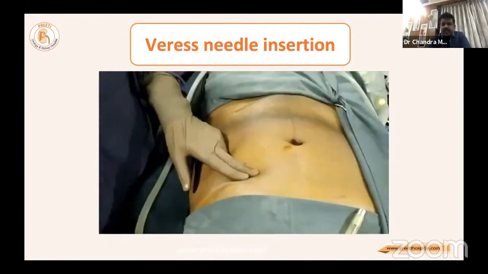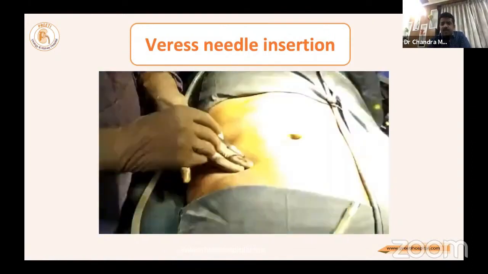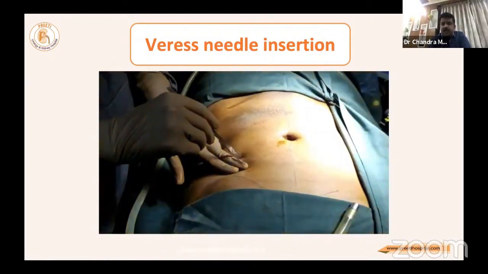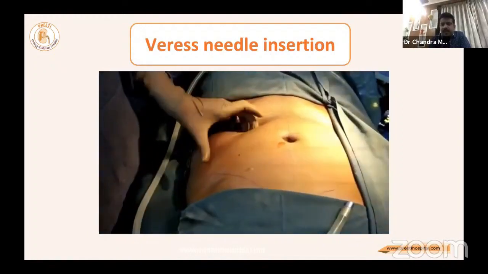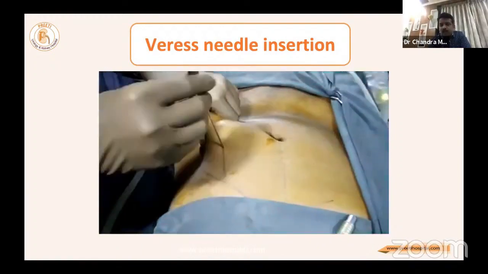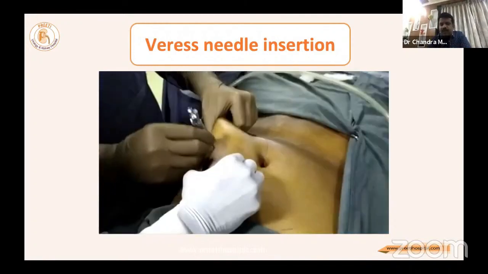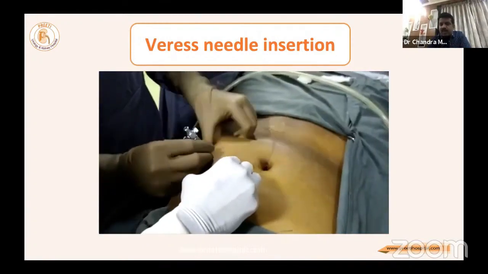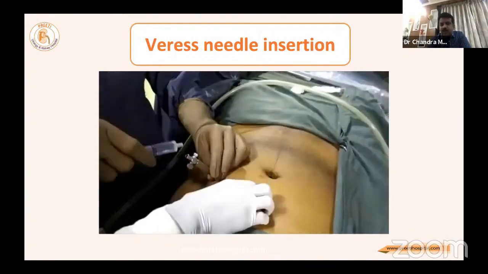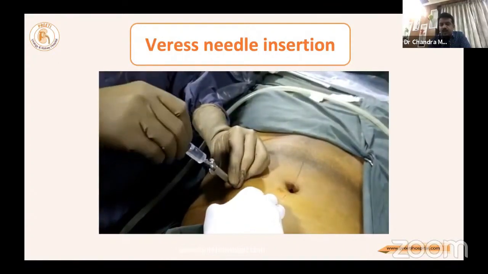This is the second thing, where the left side Palmer's point is used. I prefer this very much. Feel the abdomen for splenomegaly before you do this. Two finger breadths below, you do it. Always do a little bit of jerky movement so that you will hear one or two clicks depending on the position. You need not always hear two clicks.